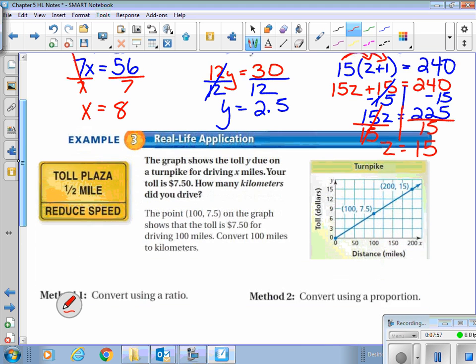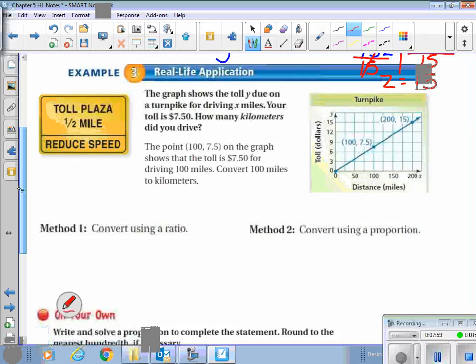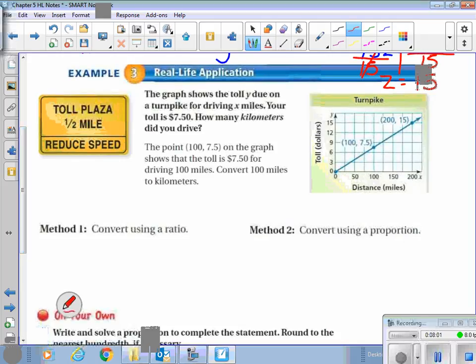In the next example, we've got a real-life application. It says the graph shows the toll Y due on a turnpike for driving X miles. Your toll is $7.50. How many kilometers did you drive? So it says the point 100, 7.5. On the x-axis, that 100 is your distance in miles, and that 7.5 on your y-axis is your toll dollars, so it's really $7.50.